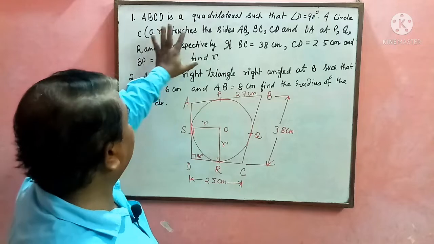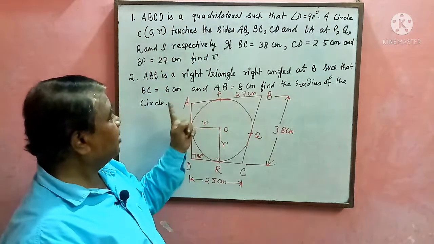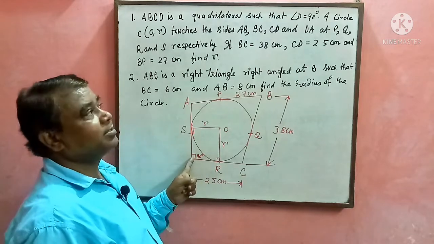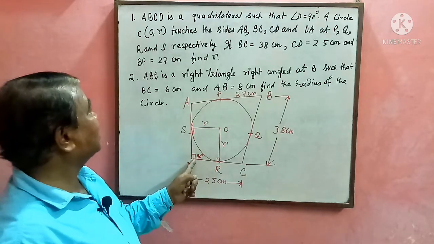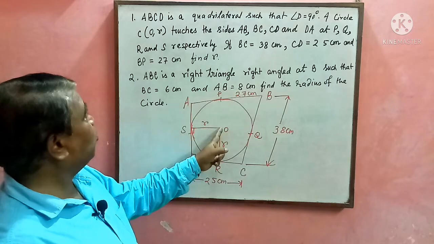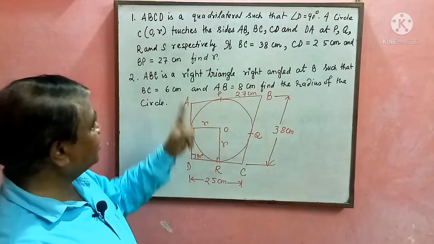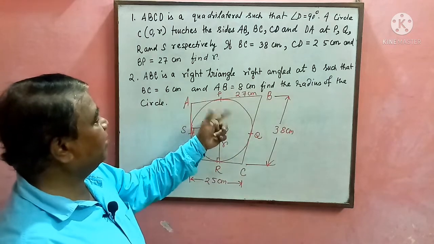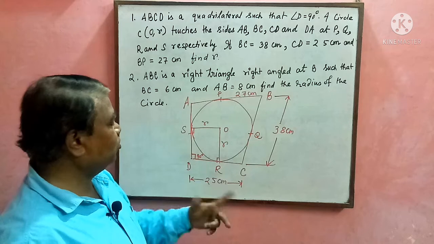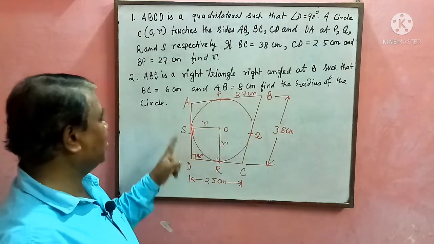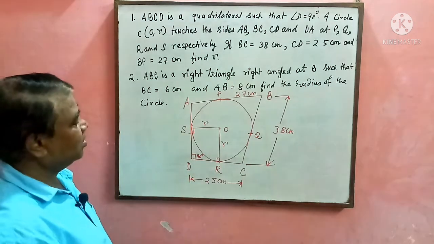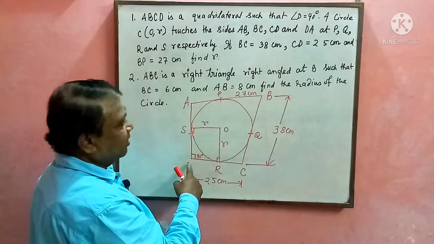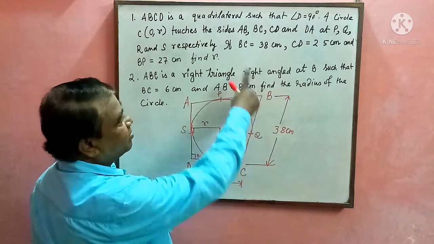ABCD is a quadrilateral such that angle D is 90 degrees. A circle C, with center O and radius R, touches the sides of this quadrilateral at point P on AB, Q on BC, R on CD and S on AD. The lengths are also given: BC given, DC given and PB given. You see?